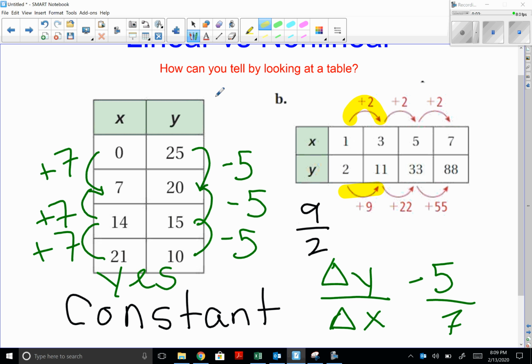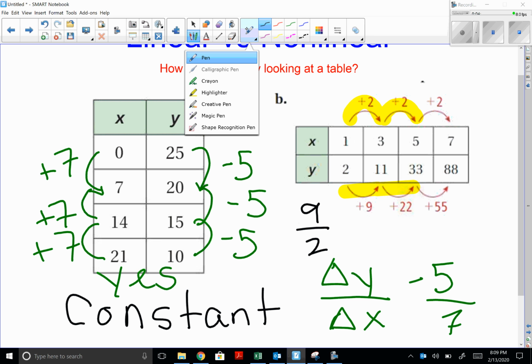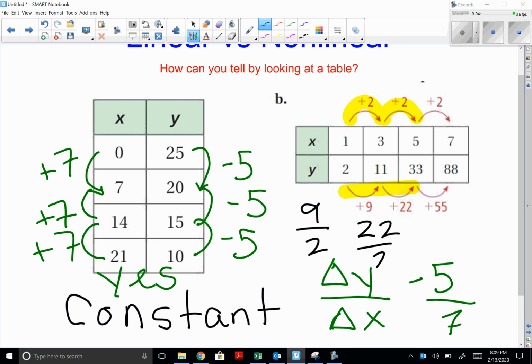All right, so then when you look at the next 2 points, to go from 11 to 33, we had to add 22. And to go from 3 to 5, you had to add 2. So that is not the same slope or rate of change. That's a slope of 22/2, or 11/1. 11/1 and 9/2 are not equivalent fractions. Those are not the same slope, and it's not a constant rate of change.